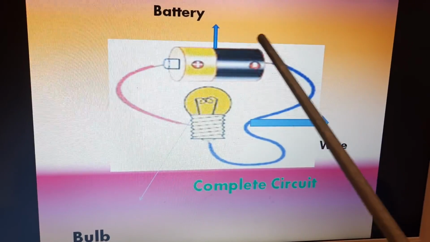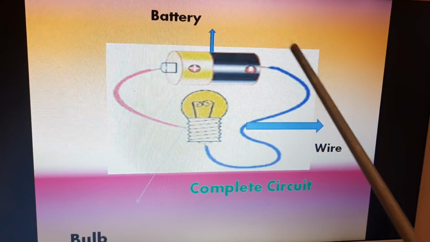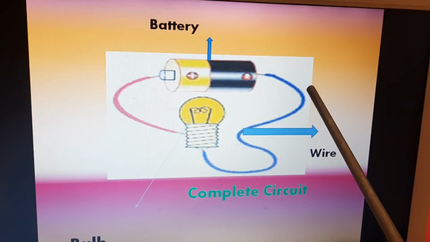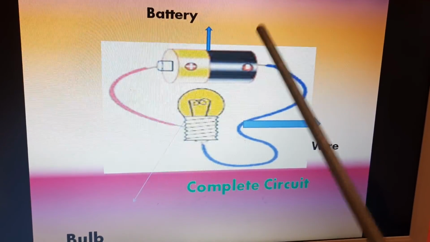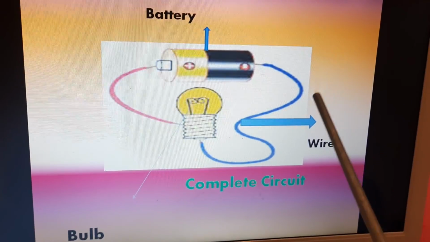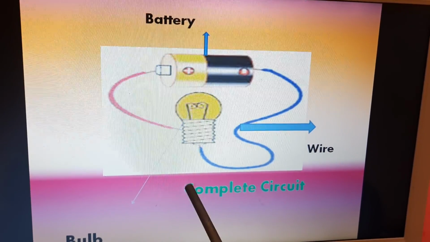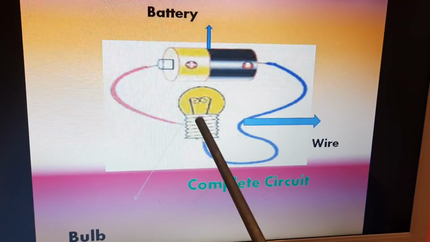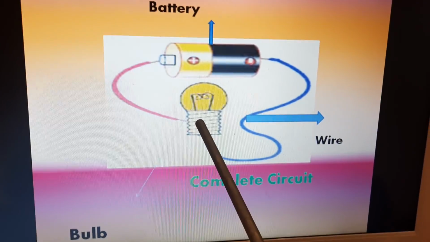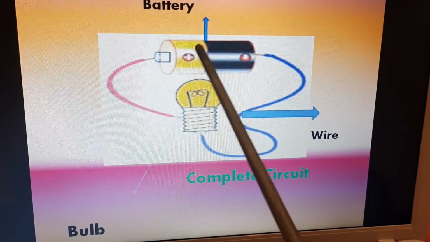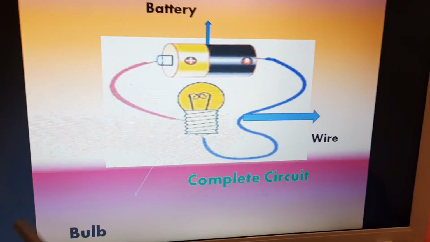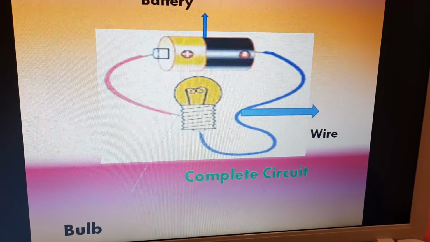Electricity flows from battery. تنطلق الكهرباء من البطارية. Flows from battery through wire عبر الأسلاك. To reach bulb, حتى تصل اللمبة. Then the bulb will light. سوف تضيء. This is complete circuit.